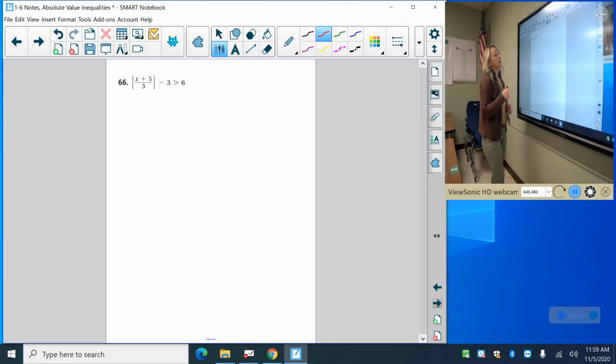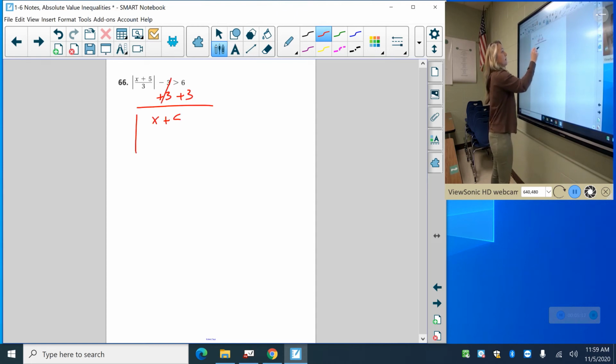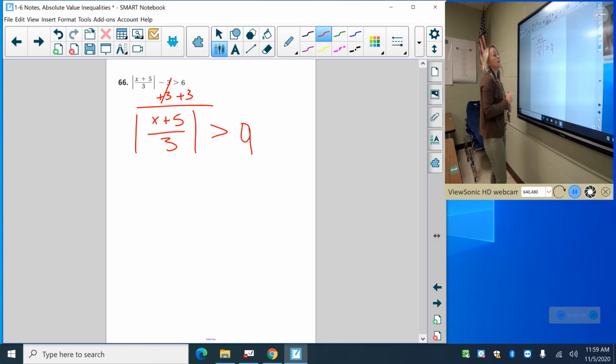All right. Step 1, isolate the absolute value. Get it by itself. So we're going to add 3 to both sides. So I have the absolute value of x plus 5 over 3 is greater than 6 plus 3 is 9. Okay. Now, check to see if it's possible. Can a positive number be bigger than 9? Absolutely. So we're going to go ahead and do our case 1, case 2.